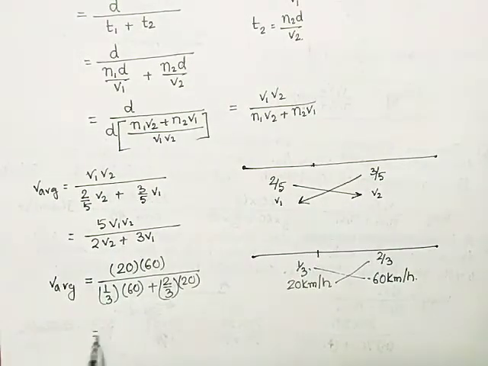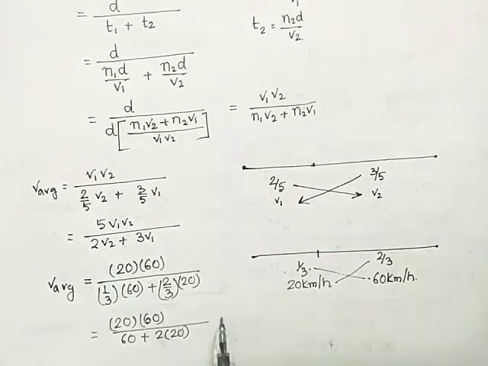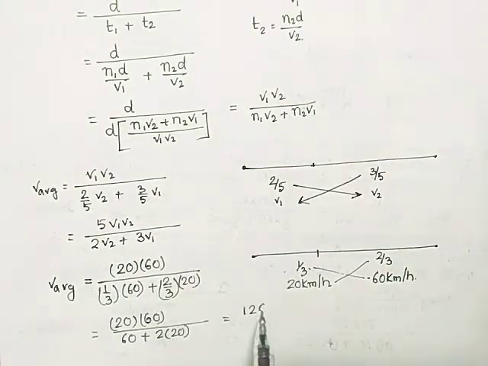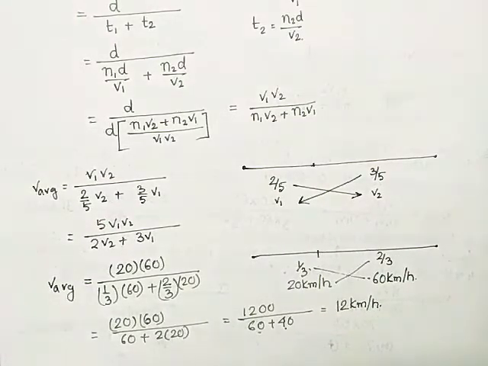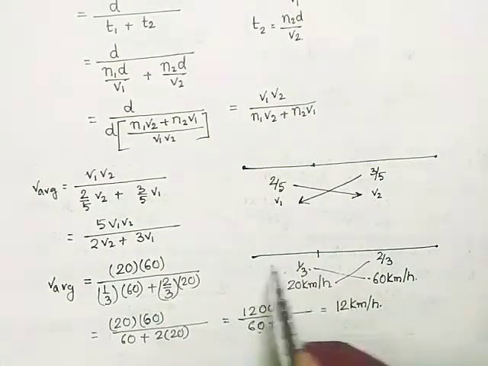So this is the thing. It will be 20 into 60 divided by 60 plus 2 into 20, after the calculation. So it will be 1200 over 60 plus 40, and 60 plus 40 is 100. So this becomes 12 km per hour. This is the average speed in moving this total path.